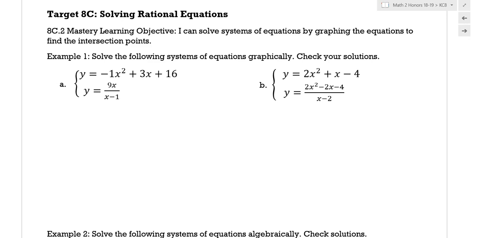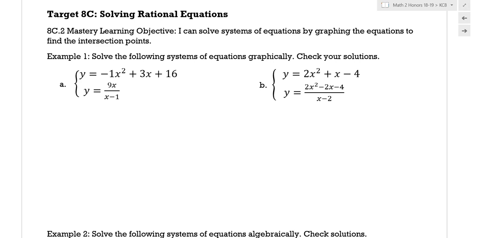We are now looking at 8C.2. This is our last notes video before our quiz on Tuesday. So looking at 8C.2, we are solving systems of equations by graphing. We're also going to look at them algebraically to find the intersection points.